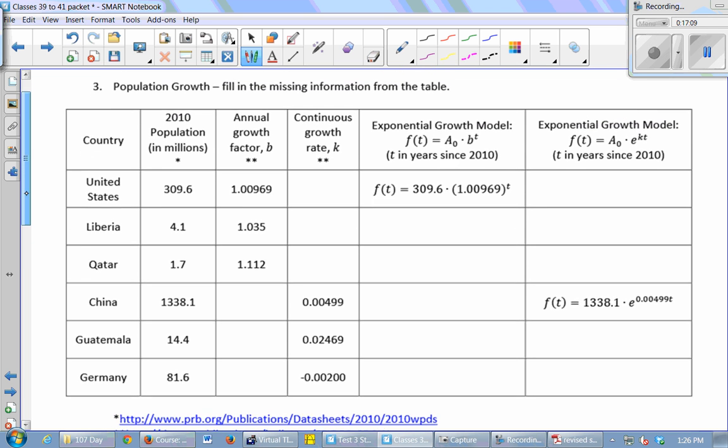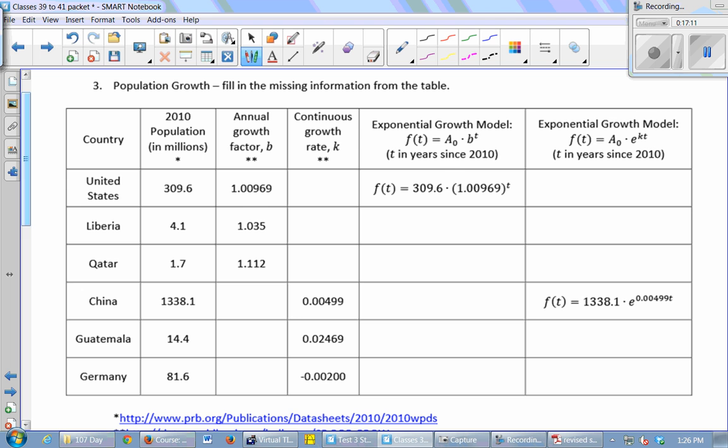But okay, thank you. I appreciate that. All right, so I've given you the current or 2010 population and an annual growth factor, which means that I can immediately write down this model A times B to the t. My A naught will be my 2010 309.6 times the growth factor to the t.